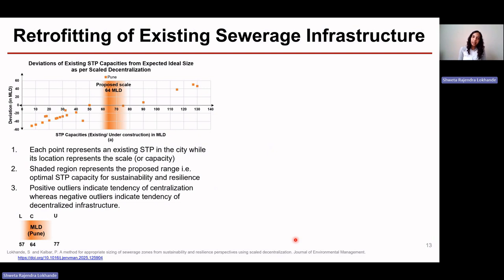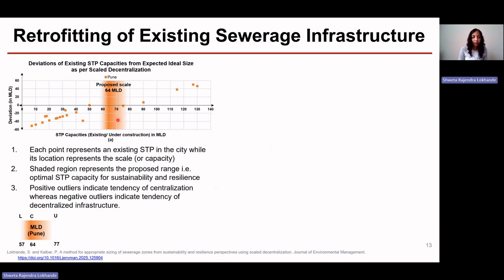Now, in this application, I will discuss how the same decision support equation can be used for retrofitting existing sewerage infrastructure. In the case of Pune, the city already has an existing sewerage infrastructure comprising various sewage treatment plants, and the STP inventory data from the Central Pollution Control Board was used for this purpose. For Pune city, the total scale of the city was computed. The equation was used to compute the proposed range of the optimal STP capacity, which comes to around 64 mld, and the buffer was used to calculate the lower and upper limits as 57 to 77 mld, which have been plotted in this graph.